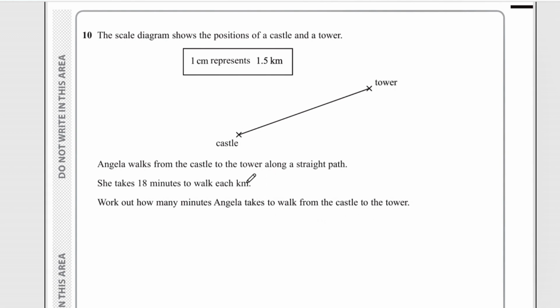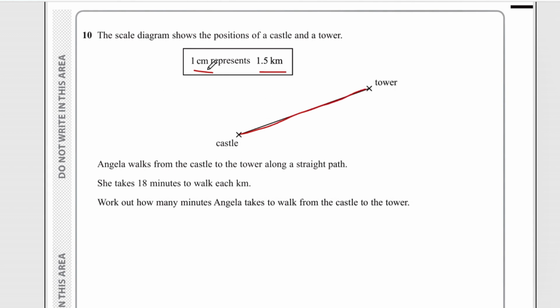Okay, so she takes 18 minutes to walk each kilometer, that means 1 kilometer will take 18 minutes. But by the way, 1 centimeter represents 1.5 kilometers. So we need to find out what is the length of this line. How many centimeters is that? If you measure that line, you'll be looking at something like 6 centimeters.